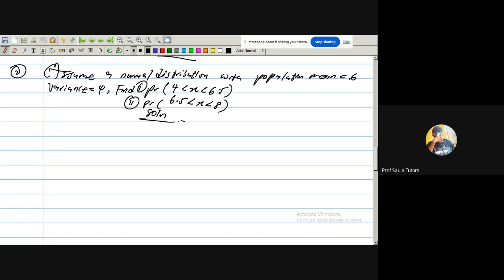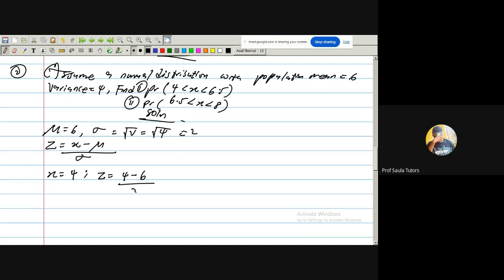Solution. Let's go. Looking at this one now, the first thing is to write out what you have. They gave you your mean to be equal to 6. This is the variance; to find our standard deviation, what do we do? Standard deviation is the square root of variance. That's the square root of 4, which is 2. So let's standardize: Z equals x minus mu divided by sigma. When x is equal to 4, your z is 4 minus 6 divided by 2. This will give me minus 1.